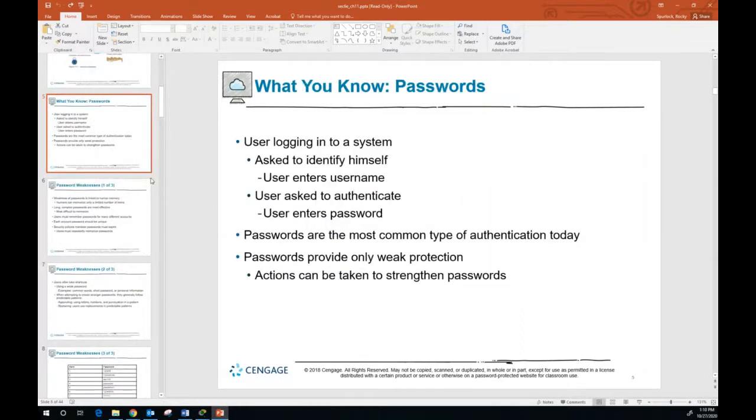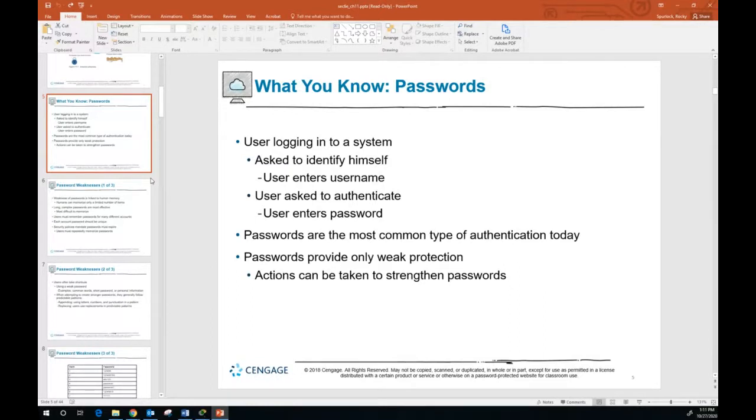So we look at what we know. This is going to be your most common way to authenticate. In this case, we're looking at passwords. The user logs into the system and is asked for their username, so they enter it. They're saying, this is who I am. And then they're asked to prove it. The way they prove it is by entering their user password. Now, while this is the most common type of authentication used, it also is weak protection.